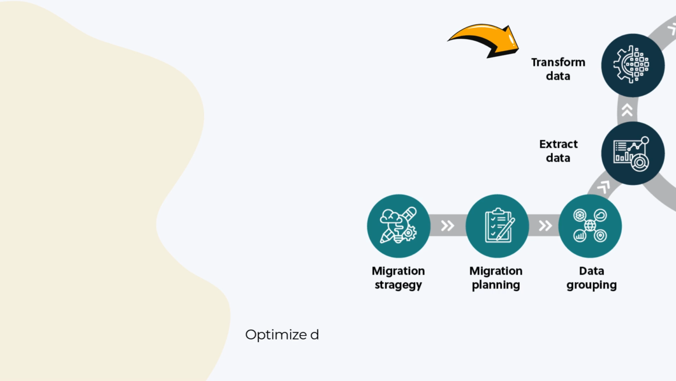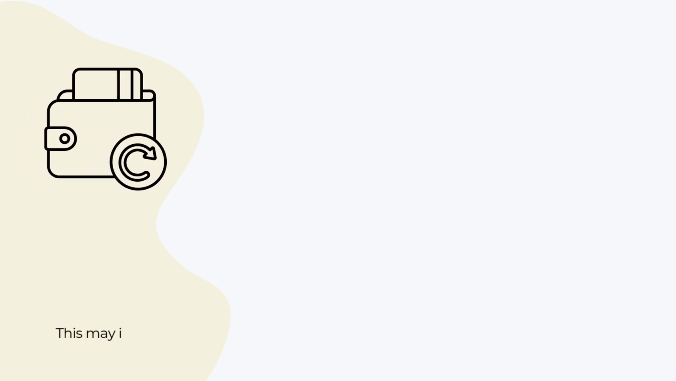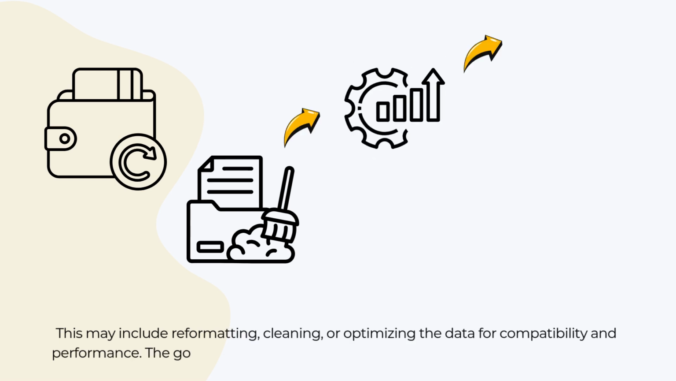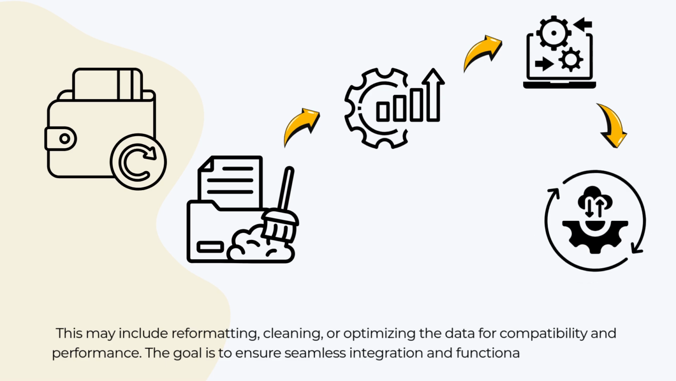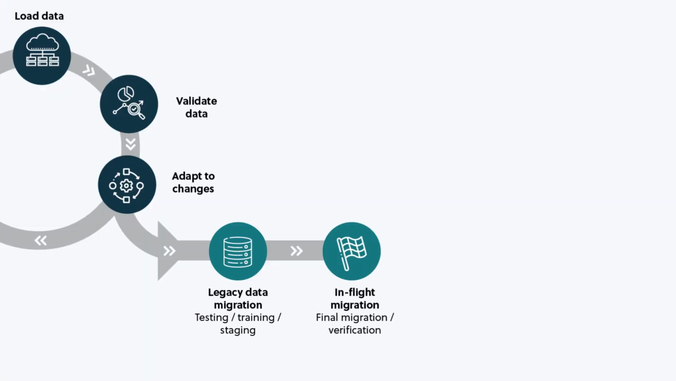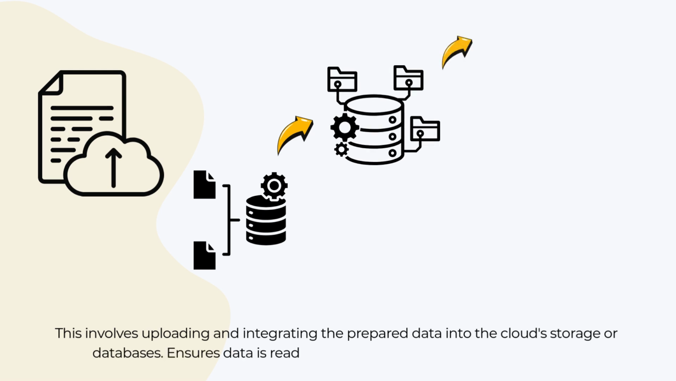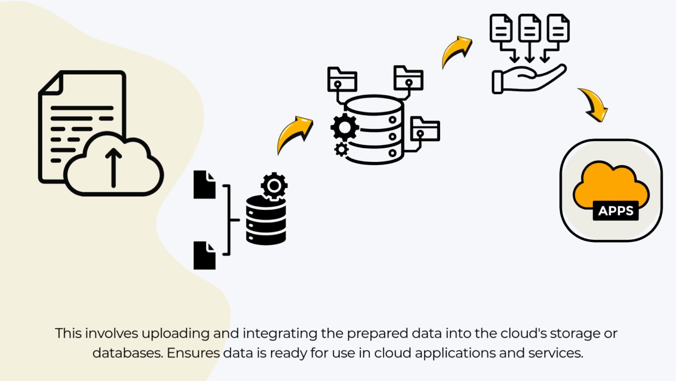Transform data. Optimize data for the cloud. This may include reformatting, cleaning, or optimizing the data for compatibility and performance. The goal is to ensure seamless integration and functionality in the cloud. Load data. Transfer data securely to the cloud. This involves uploading and integrating the prepared data into the cloud storage or databases. Ensures data is ready for use in cloud applications and services.